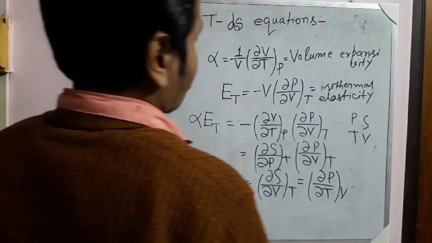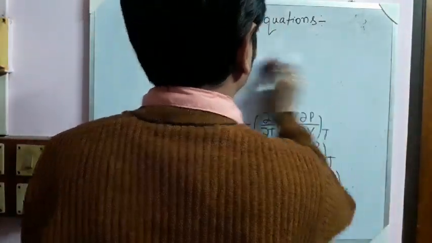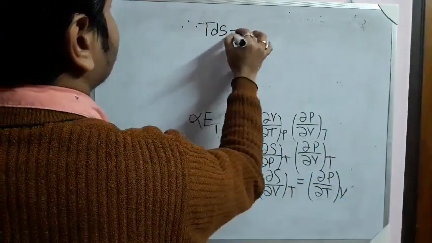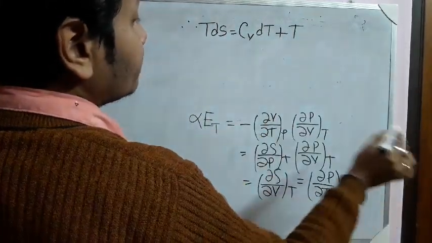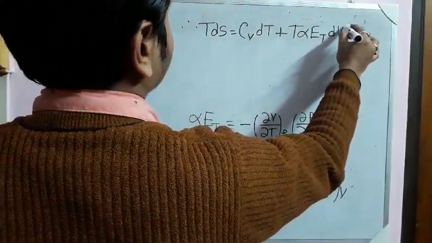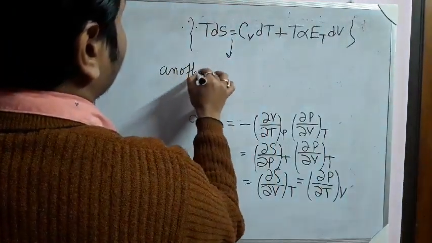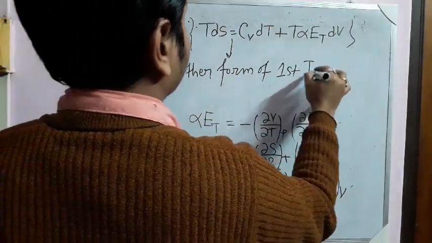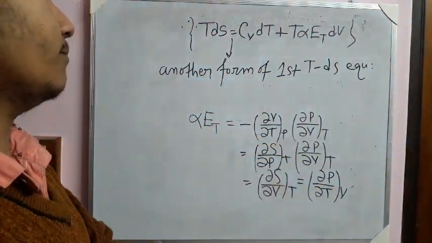Thus we can see the first T dS equation can also be written in this form. How? T dS equals CV dT plus T (del P/del T) at constant volume dV. And what is (del P/del T) at constant volume? That is alpha ET, so T dS equals CV dT plus T alpha ET dV. This is also another form of the first T dS equation.